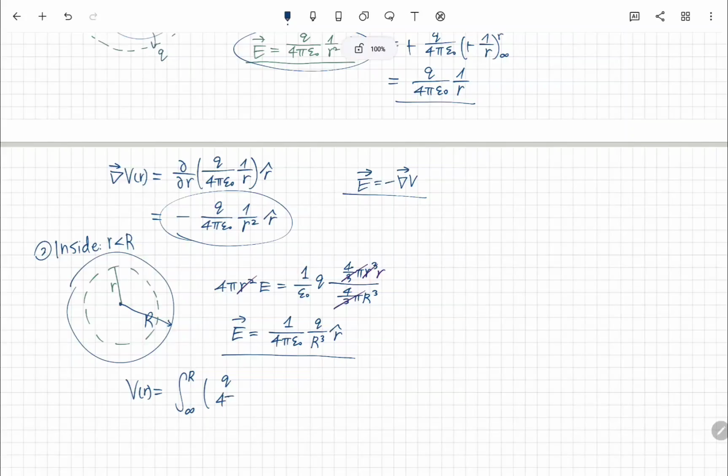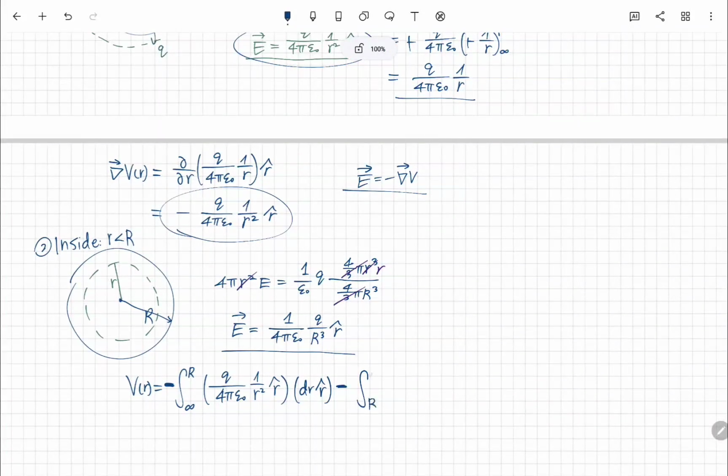Q over 4 pi epsilon naught times 1 over r squared in the r direction, dr in the r direction, minus sign, very important, I always forget, minus, which is actually plus minus the potential inside the sphere, because potential also follows the superposition law.